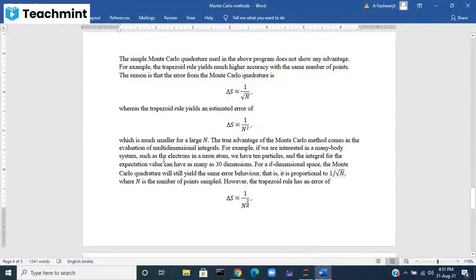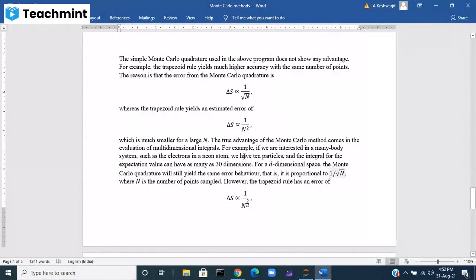So I repeat, the true advantage of the Monte Carlo method comes in the evaluation of multidimensional integrals. For example, if we are interested in a many-body system, such as the electrons in a neon atom. How many electrons are there in the neon atom? The atomic number of neon is 10, so in the neon atom we have 10 electrons.